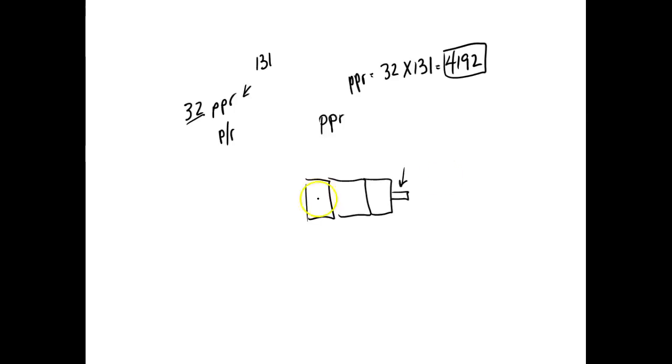Okay, y'all understand. For every revolution that the motor turns, I get 4,192 pulses out of the encoder for this to make one RPM. You understand that? Now that we know that, we can figure out what we call our transfer function. Right? And what's our formula? We have two that we looked at. So RPM would be equal to what?